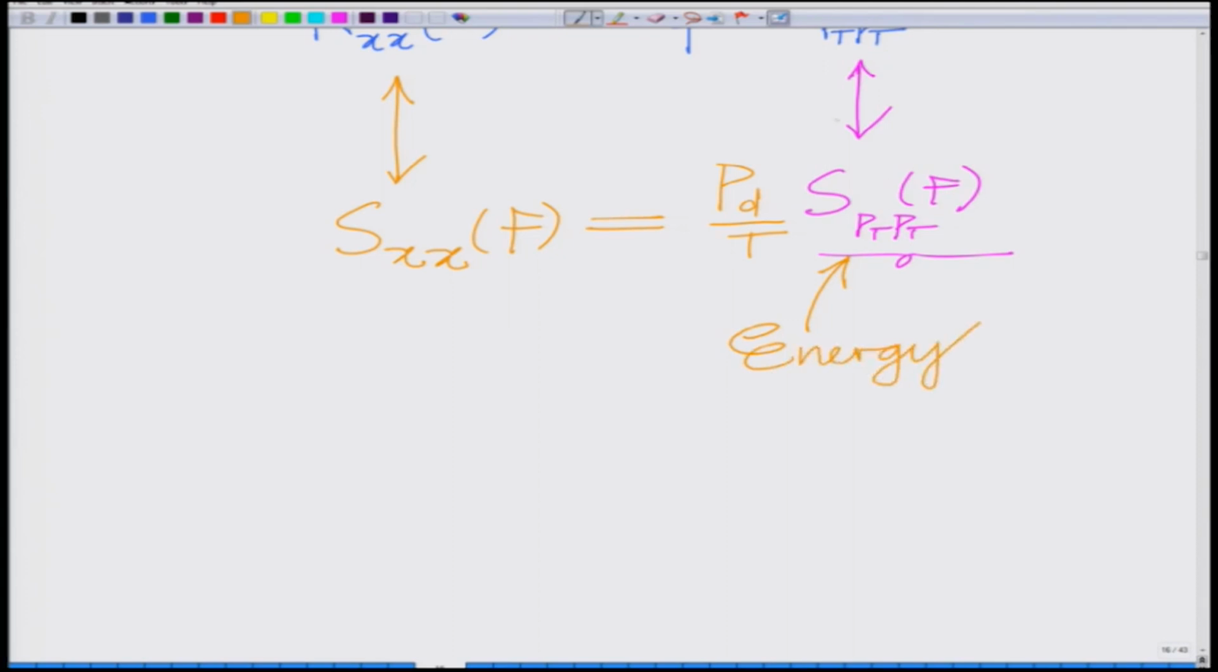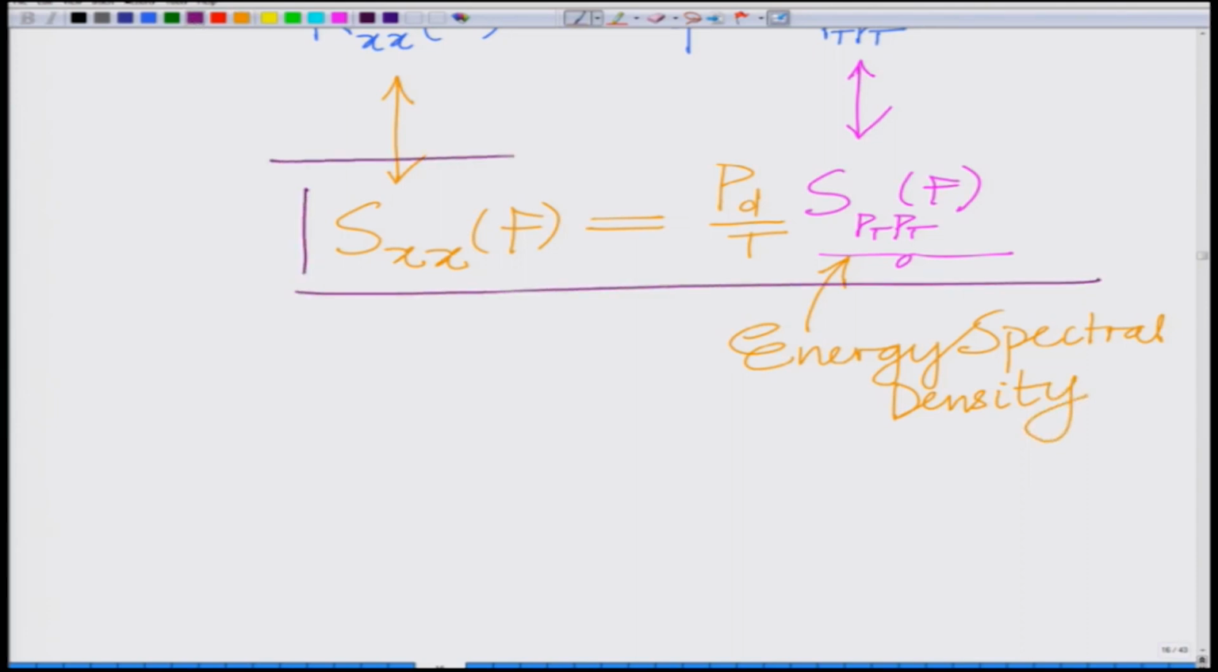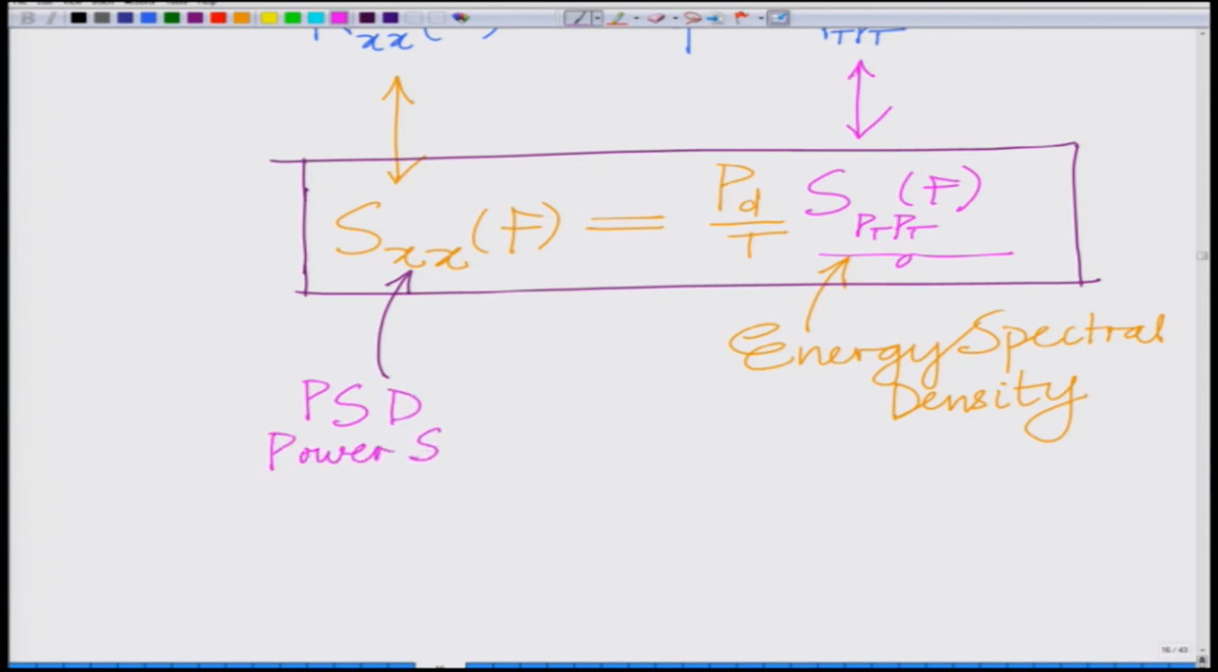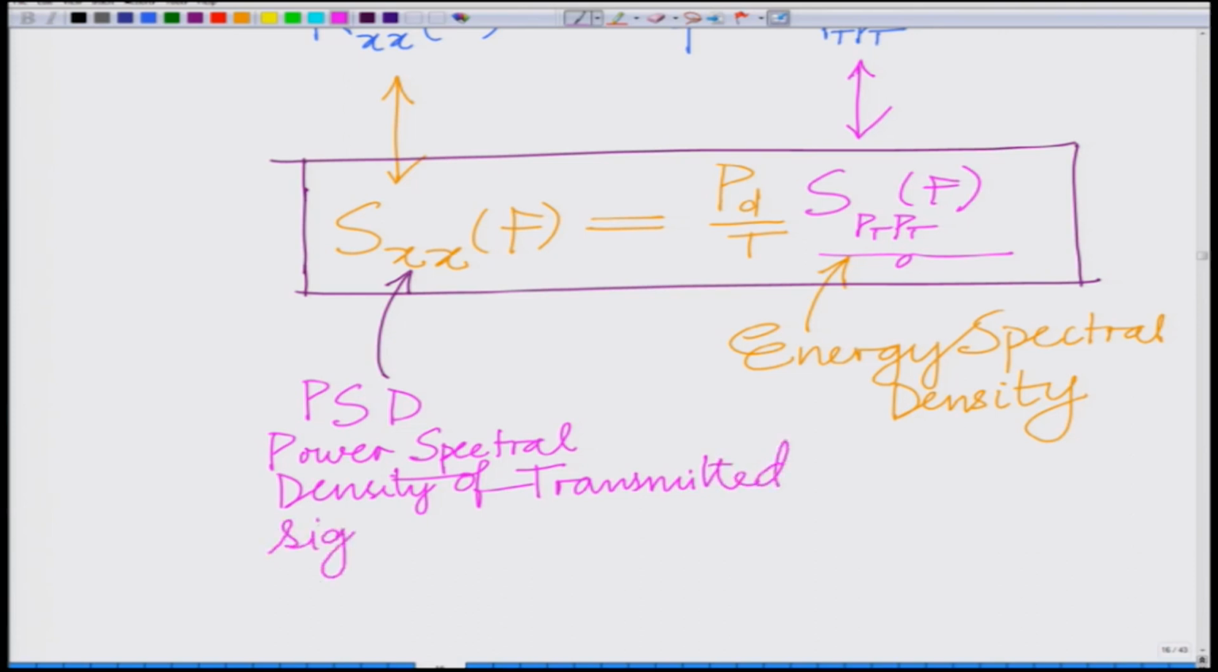For a deterministic signal, the Fourier transform of the autocorrelation is the energy spectral density, and we have this very beautiful relation where the Fourier transform of the pulse gives us the power spectral density, the PSD, of the transmitted signal, that is x t.